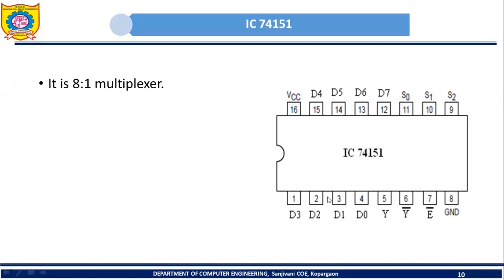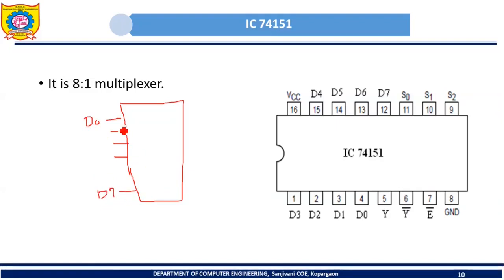So in this IC there are a total of 16 pins, starting from pin number 1 to pin number 16. On one side of this IC we have 8 pins, and on the other side you will find the remaining 8 pins. Already you know the block diagram of an 8:1 mux. In an 8:1 mux we have 8 input lines. Let's assume that those input lines are labeled D0, then D1 up to D7.